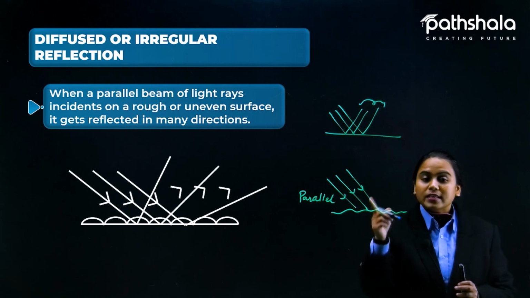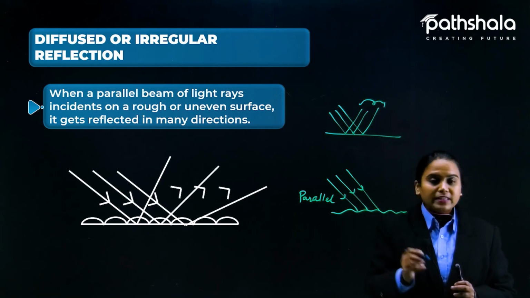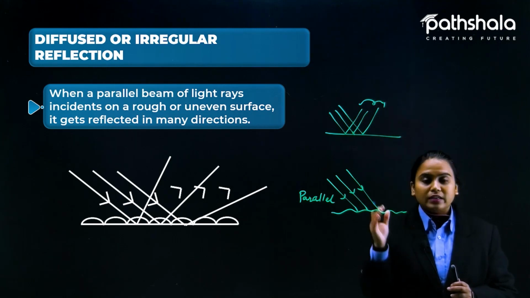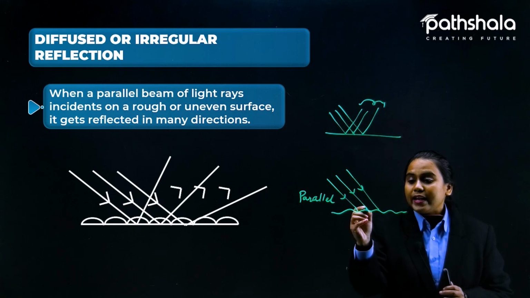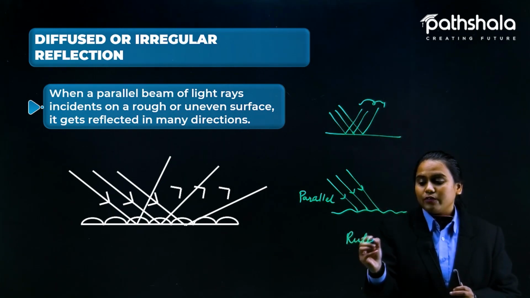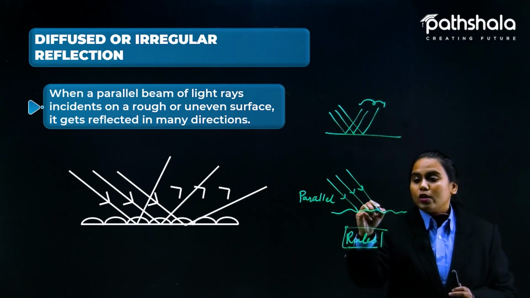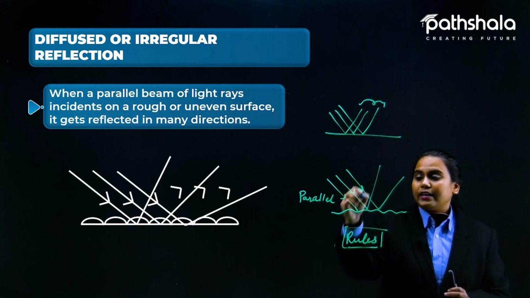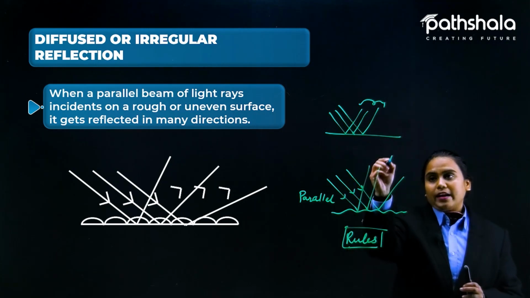Now, the same rule is going to be followed here, but the surface is not even, it is not a smooth surface. So the rays, according to the rules that we are going to read in the next slides, are getting reflected in random directions. They are not parallel.